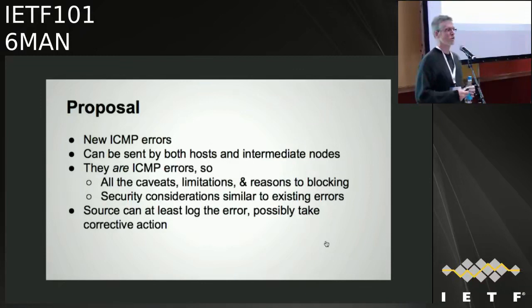So the proposal is some new ICMP errors, and these can be sent by hosts and middle boxes. Now I would note they are ICMP errors, so all the normal caveats of ICMP errors being generated, blocked, those should apply. As well, the security considerations should be very similar to the normal ICMP errors. The idea is that the source, when it gets such an error, at least can log it, if not take corrective action.